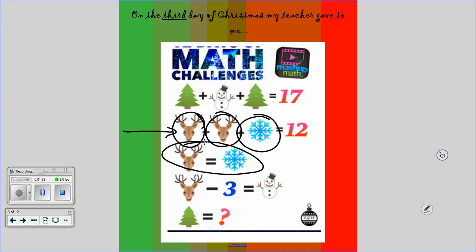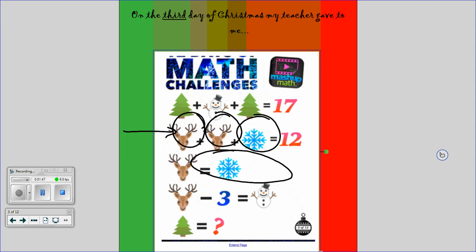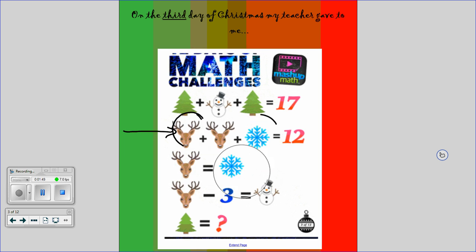Alright, keep going, keep working. You should have something written down. Let's talk about reindeers and snowflakes. What number is going to work for this equation? Something plus something plus something equals 12, and it all has to be the same number. Maybe tricky?